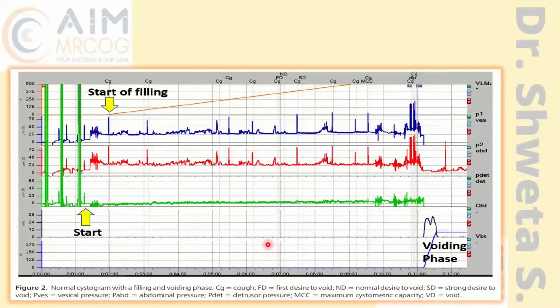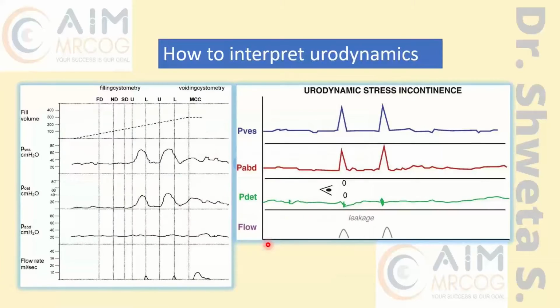Okay. So, Dr. Shweta, in the previous graph that you showed, the one, yeah, this one. So this P ves, P abd, and P det, all three will not rise together at any time, right? It will rise in cases of provoked detrusor overactivity. In cases of detrusor overactivity, you will see all three rising. Then only you are labeling it as detrusor overactivity, because whenever P det is rising, it is always detrusor overactivity.